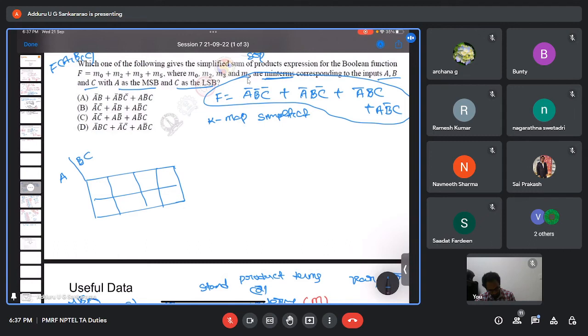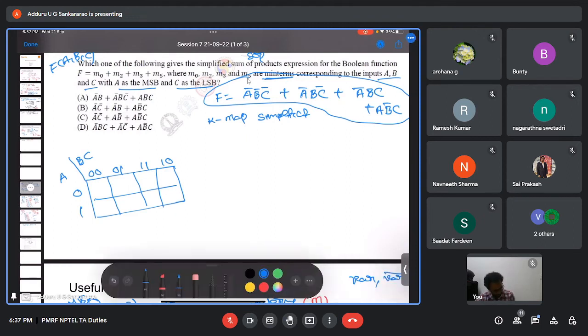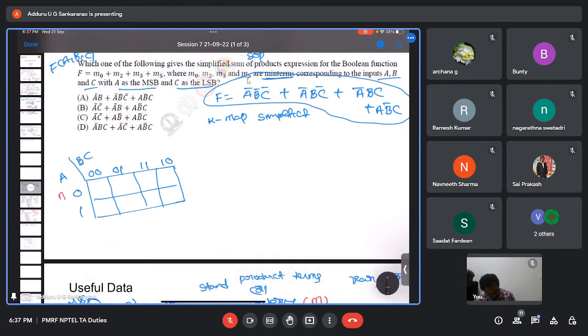So you know how to form a K-map. 0 1 for A, and 00, 01 for BC. We write Gray code instead of binary code here, that's why 00, 01, 11, 10. So here 0 means A bar and 1 is A. Here this is B bar C bar, B bar C, BC and BC bar, in terms of min terms.